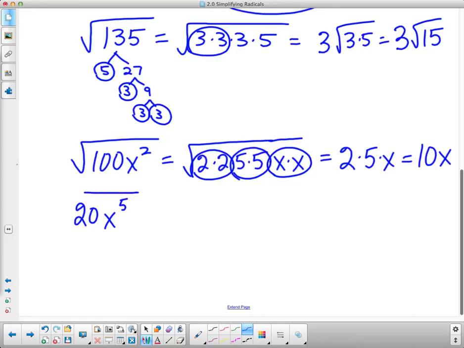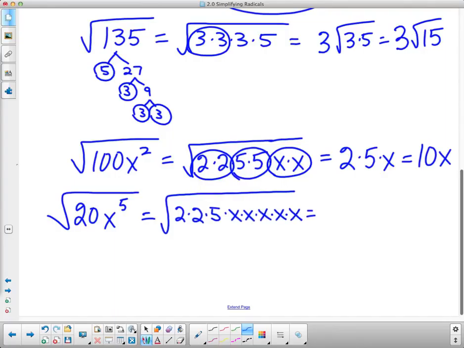20x to the 5th. Square root of 20x to the 5th. You'll get the idea how it simplifies if you see it, and you can pair things up. So the 20 was 2 times 2 times 5, and then x times x times x times x times x. Okay, pairing up. There's a pair of 2's. There's a pair of x's. There's another pair of x's. And what doesn't have a pairing is a 5 and an x.